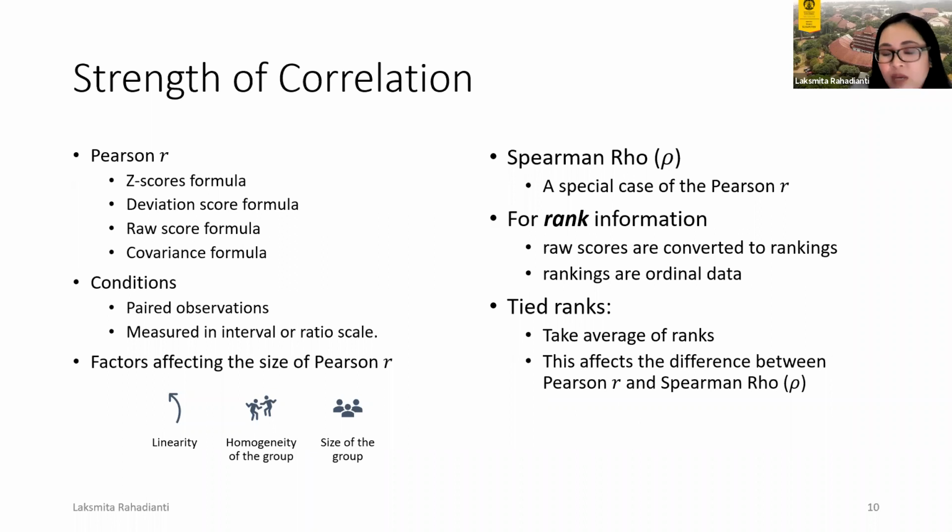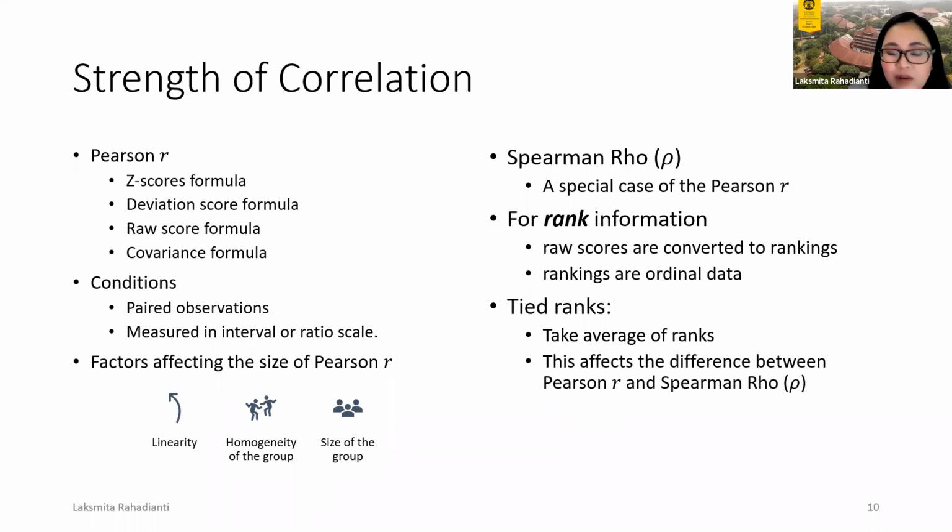We have two that we have studied in class. We have Pearson R and Spearman Rho. I'm not going to go over all of the formulas again because you can look at last week's material for that. However, we know that the Pearson R can be computed using 4 different types of formulas. And if we want to compute it, we have some conditions. We need to have some paired observations for every single data point. We have to have both, and it has to be measured in either the interval or a ratio scale.